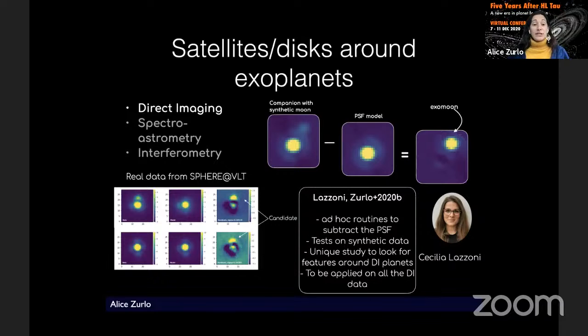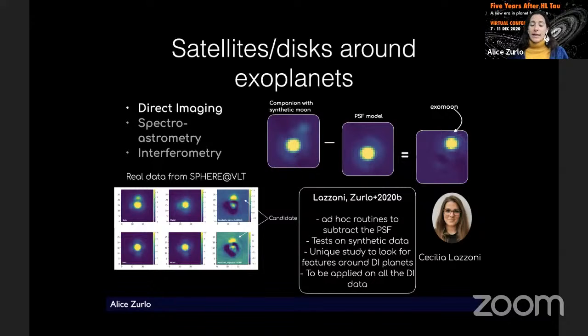The first, of course, is direct imaging. This is work that my student, Cecilia Razzoni, has done. It is very good work on implementing ad hoc routines to subtract the PSF of the direct imaging companion. So what we wanted to see here, in the direct imaging archive that we have, is if we can subtract the contribution of the companion, not the star, the planet or the brown dwarf that we detected, and to see if there is any feature around the planet itself. The feature may be either an exosatellite or a circumplanetary disk.